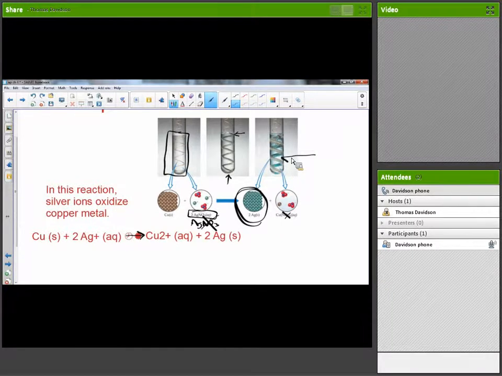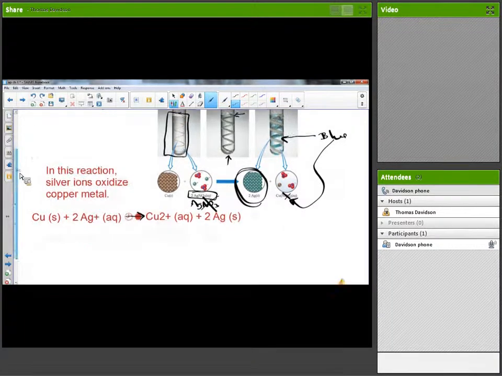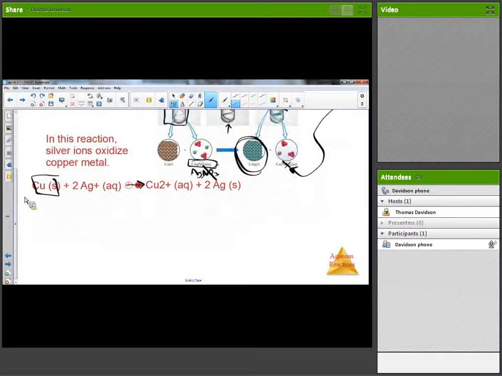Why is the solution blue? All right, anything that has a copper ion in it will be a blue solution. We all right with this? It's a redox because we had a lone element and a lone element. This became +2, so it was oxidized. This went from plus to 0, so it was reduced.